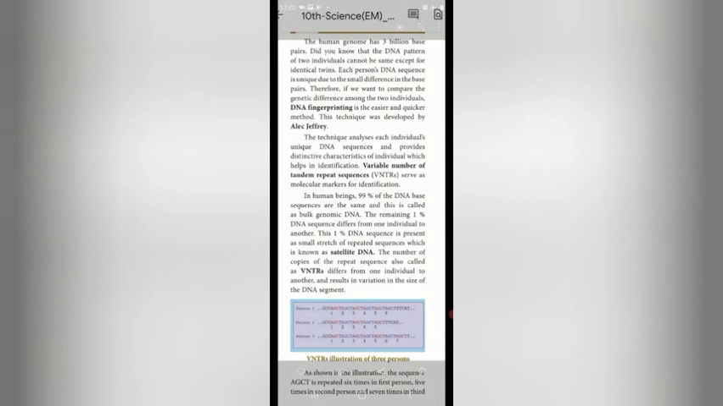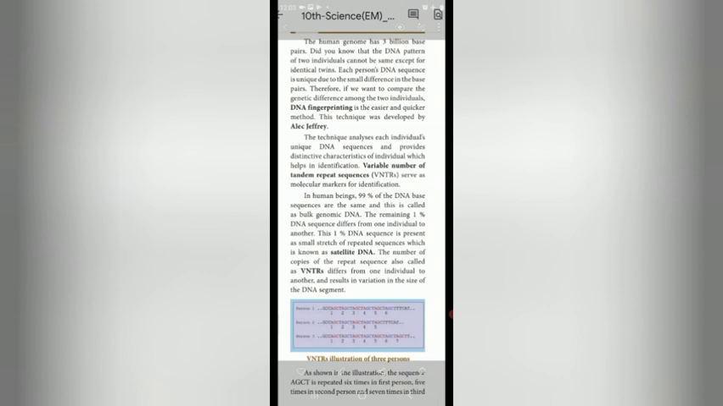So these repeated sequences, which occur in the form of a number of copies, are identified by the molecular marker called VNTRs, that is variable number of tandem repeat sequences. That identifies the variation or differentiation of one individual from another, and also the variation in the size of the DNA sequence or segments is identified by the method called VNTR.